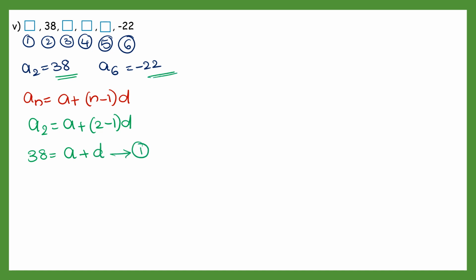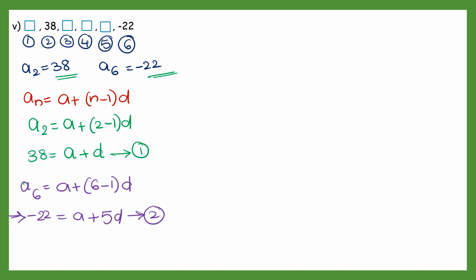We have the sixth term also. So, A6 is equal to A plus (n minus 1), meaning 6 minus 1, into D. We already know A6 is minus 22. So minus 22 is equal to A plus 5D. This is the second equation.